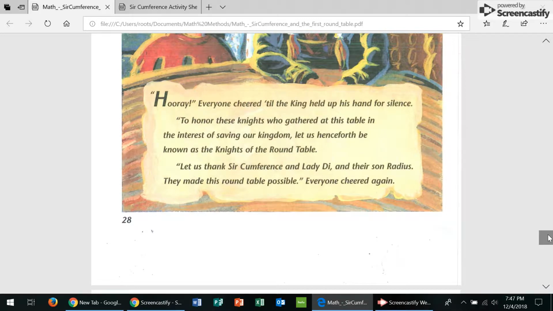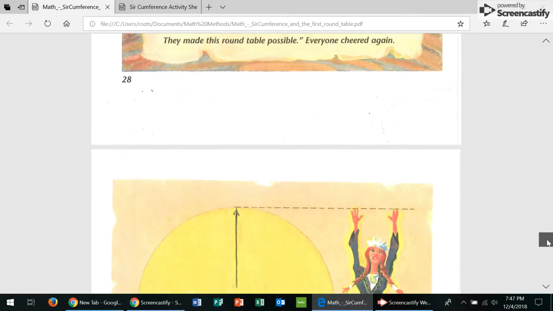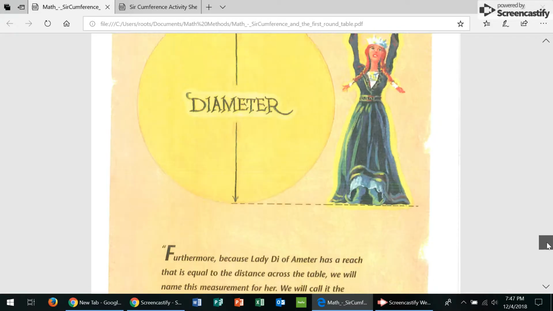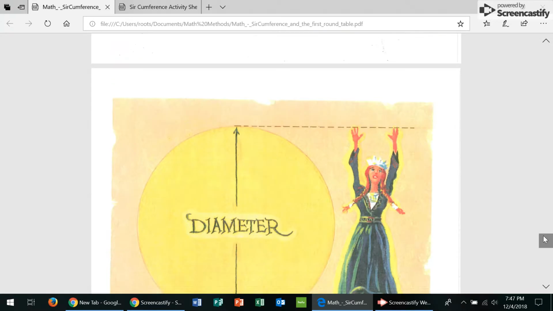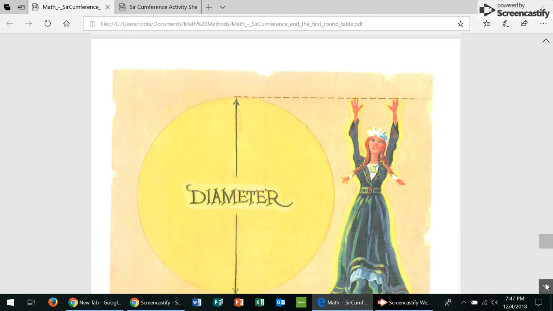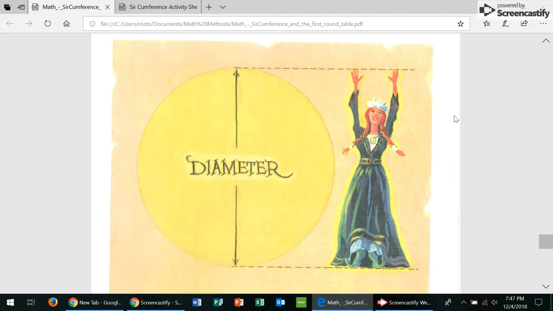They were going to war, but they all decided to make peace with their neighbors, and it was a happy ending. And the King Arthur shows his gratitude by naming the distance from one edge of the circle down the middle to the other edge the diameter, in honor of Lady Di from Ameter.